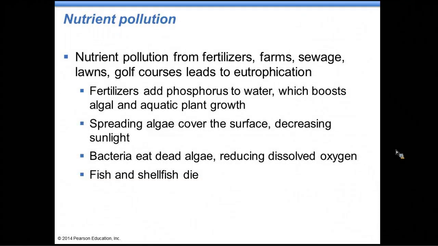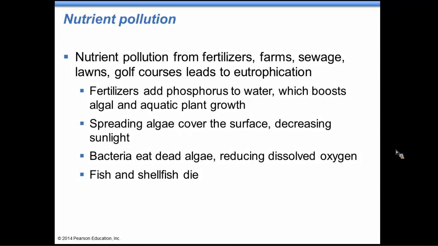Here's another very large one that we've been facing lately. It's nutrient pollution. This comes a lot from fertilizers, farms, sewage, lawns, and golf courses, and these all lead to very high nutrient, low oxygen states for waterways, lakes, and rivers. This leads to eutrophication. These lead to boosted algal growth. They decrease sunlight. Bacteria eat the dead algae, reducing dissolved oxygen. And this just leads to fish, other invertebrates, and a lot of animals dying.